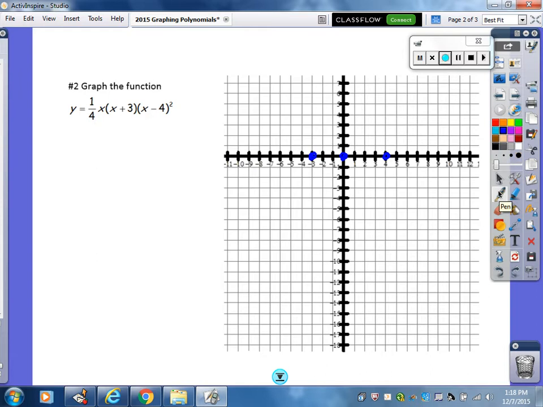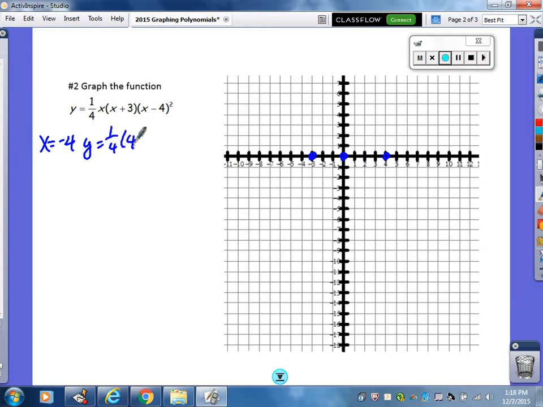Okay, so let's start with x equals -4. Y is going to be 1/4 times -4 times -1 times -8 squared. All right, take a moment to do that math. Sorry, -4. When I plugged in the x, I need a positive 64. So this thing is shooting way up. So let's pretty much just go straight up from here because it's going to go way up before it hits the number.